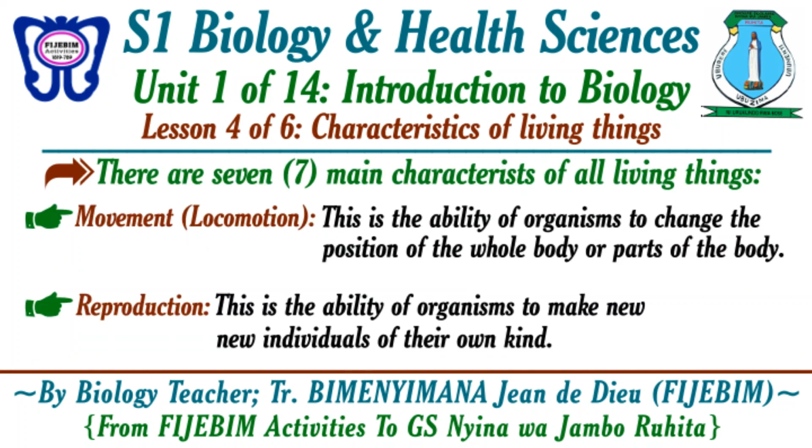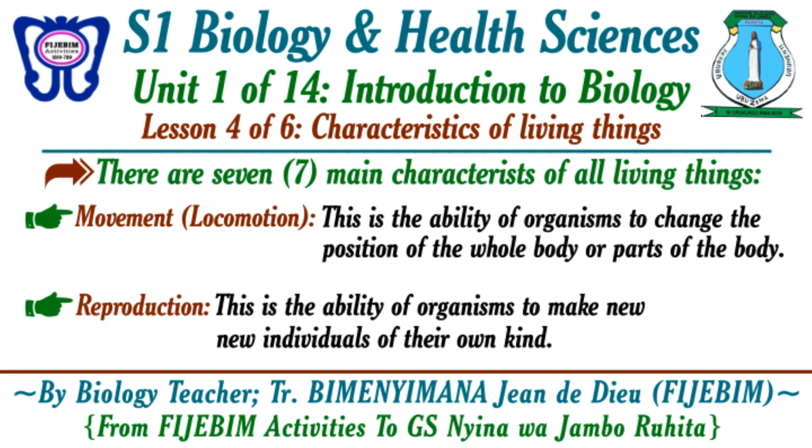Now let's go to lesson number 4, which is characteristics of living things. My dear friend, to be a living thing, you need to have 7 characteristics at once, which means you do not have to have 6 out of 7. You have to have all of them at once to be classified as a living thing, because there are some other things which are not living that may have some of the characteristics that are here, but to be a full living organism, you need to have all these main 7 characteristics of all living things.